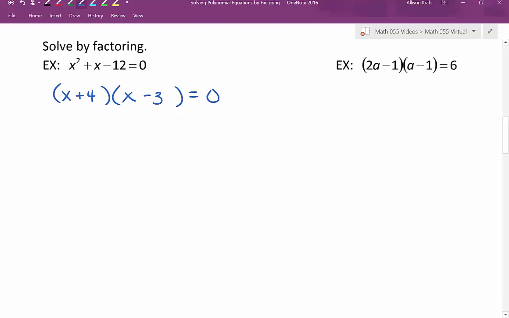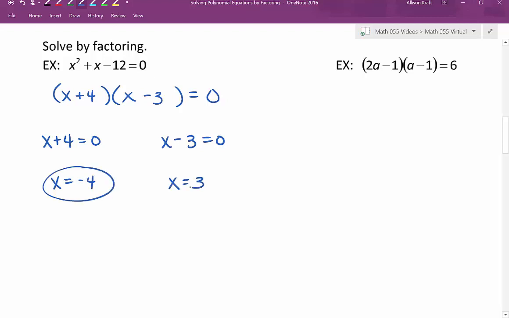Now that we're fully factored and we have two things multiplied together to equal 0, one of those factors has to be 0. Either x plus 4 equals 0, or x minus 3 equals 0. Now we solve the resulting linear equations. We get x to be negative 4 and x to be equal to positive 3.